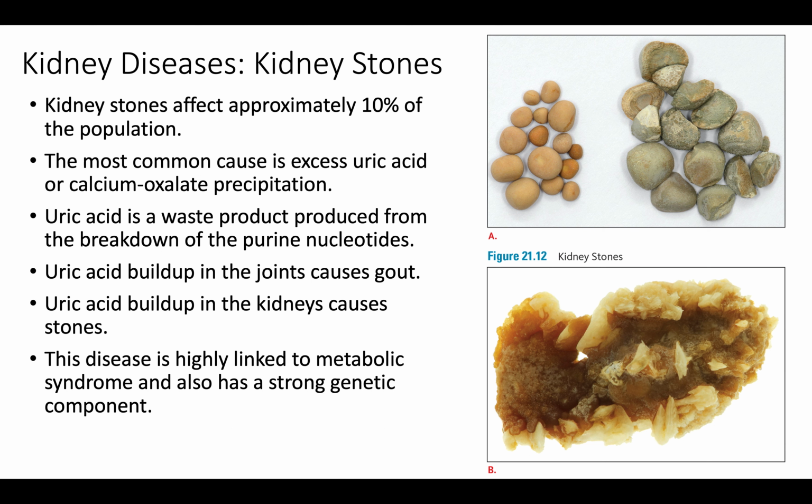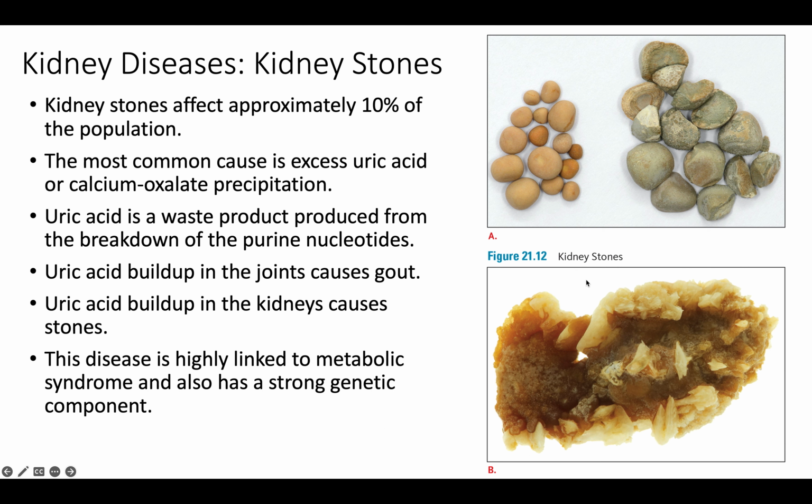It's a waste product that happens when we break down purines, and it can happen either in the kidneys or in the joints. If it happens in the joints, it's called gout. It's extremely painful because it can be sharp, right? See, these stones can be calcified or kind of sharp. And uric acid inside the kidneys causes kidney stones, right?